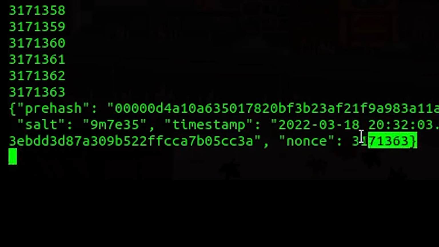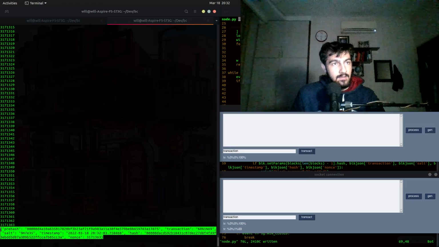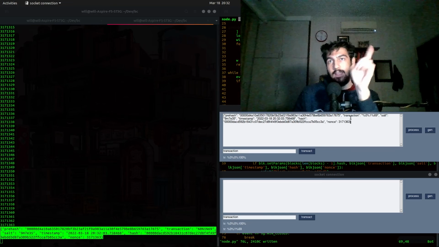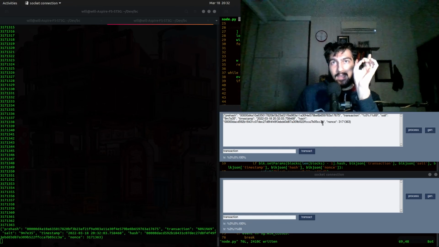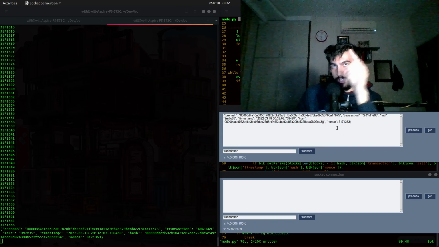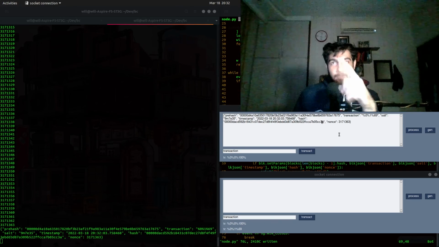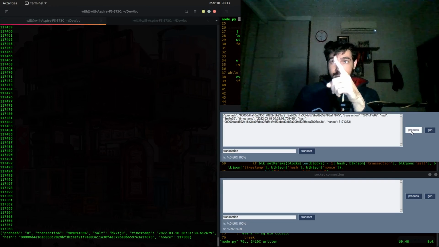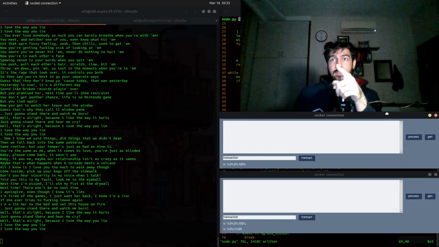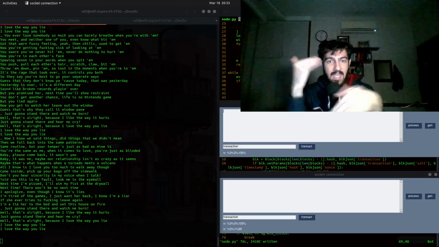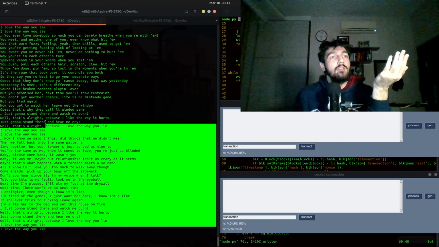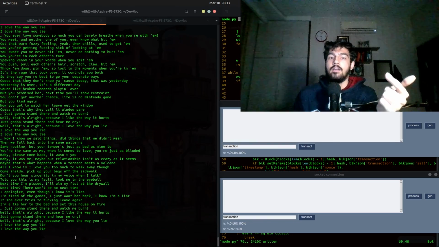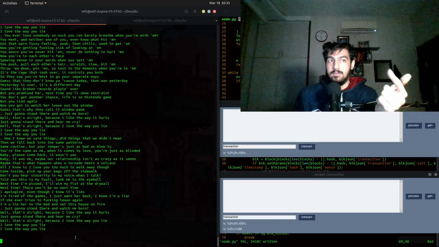And if we transfer this data that we got here to the first node, here is the trick. If I change the hash over here, like place a B instead of an A, and hit process, it understands that we're lying because the hashes don't match, and it prints out the entire lyrics of the song I Love the Way You Lie by Rihanna and Eminem, because you're lying.